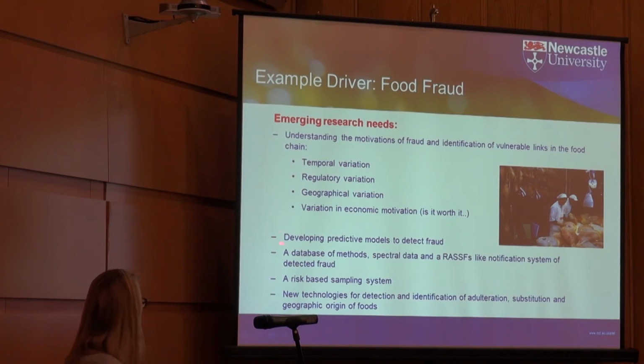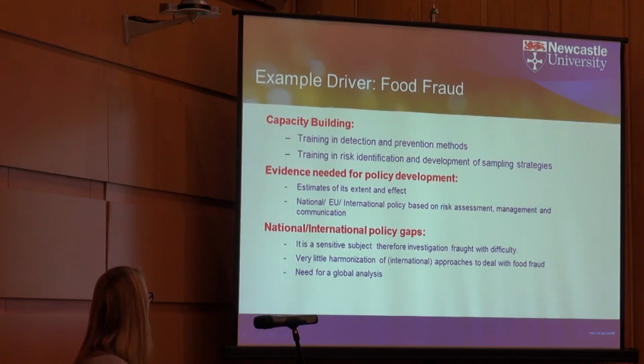We also have research gaps in developing predictive models to detect fraud. We could do with developing a database of methods, so a RASFF-like notification system of detected fraud. We also need to work on risk-based sampling systems and also new technologies for detection and identification of adulteration, particularly with the geographical origin of foods.